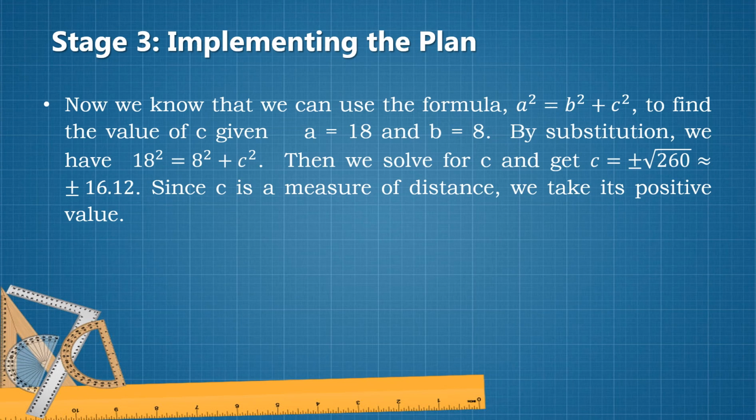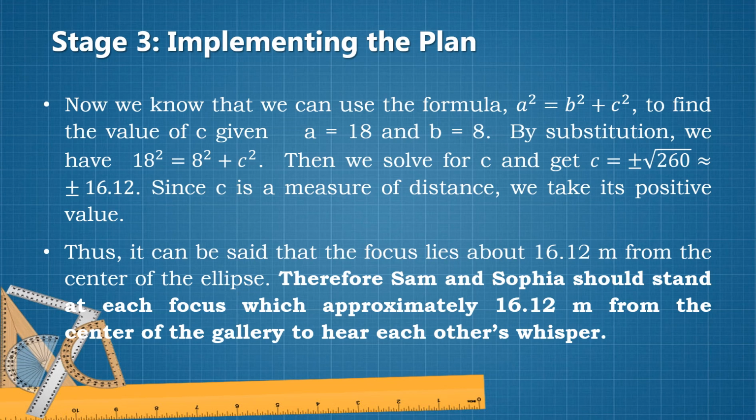So, it will be 260 equals C squared. Getting the square root of both sides, we can get C is equal to positive negative square root of 260, which is approximately positive negative 16.12. So, therefore, it can be said that the focus lies about 16.12 meters from the center of the ellipse.